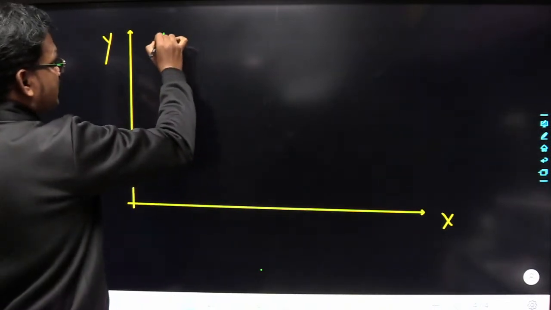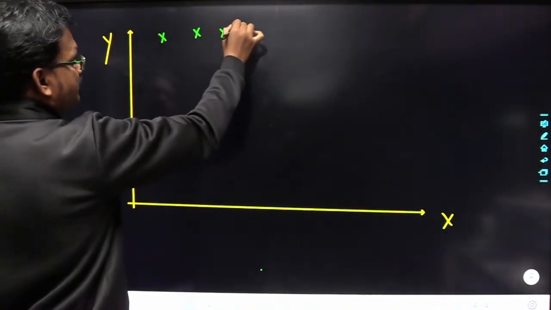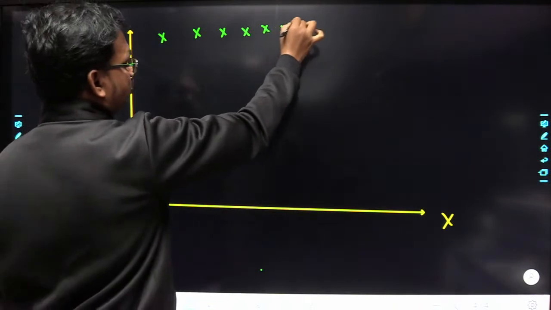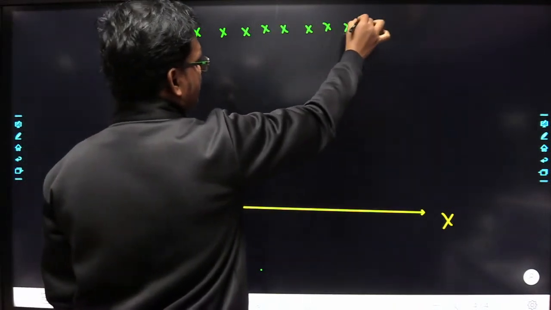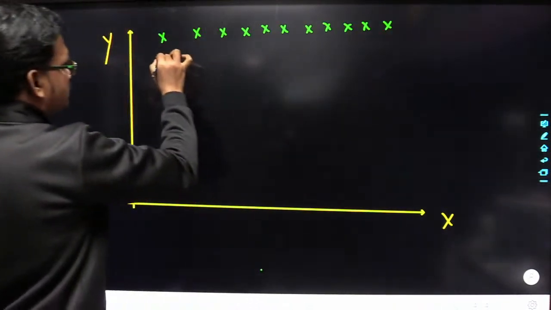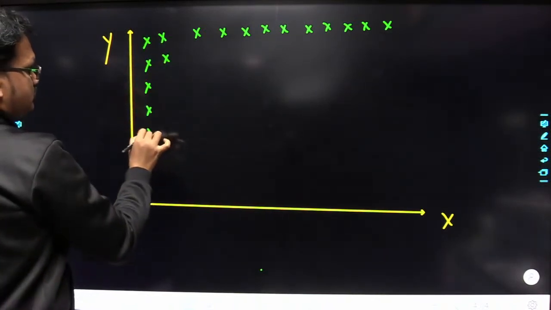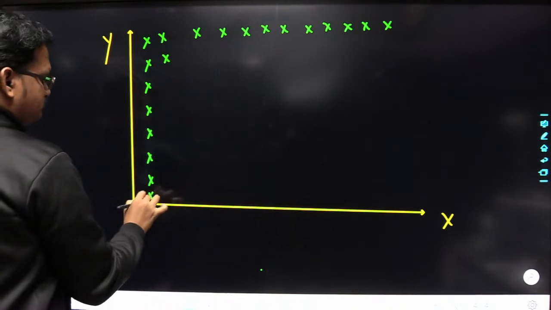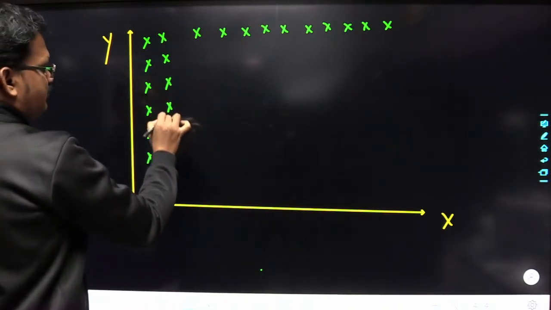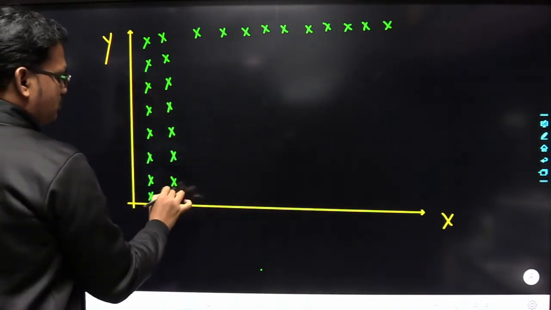Now let us consider the B field. Let us consider the B field is pointing into the board.